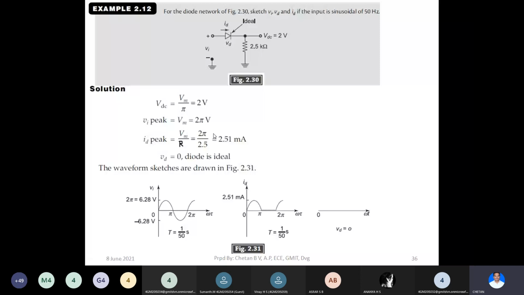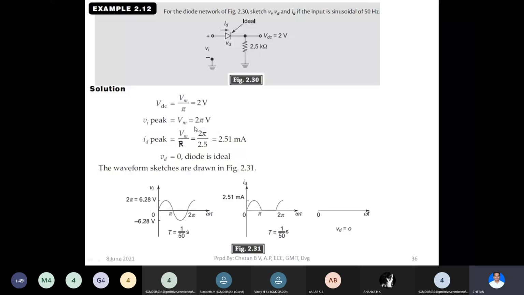So if you use your calculator and simplify, 2 into 3.414 divided by 2.5, which would come approximately as 2.5, and if you consider 10 raised to minus 3, it would be 2.51 milliampere. That would be the value of IM. So after calculating the VM value and IM value, we can start sketching the required waveforms.